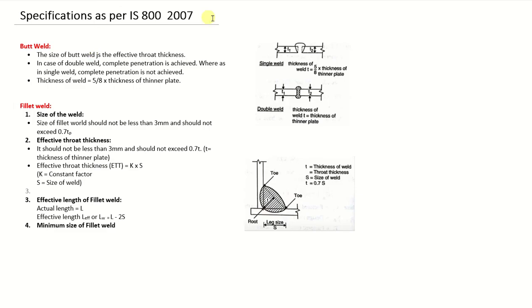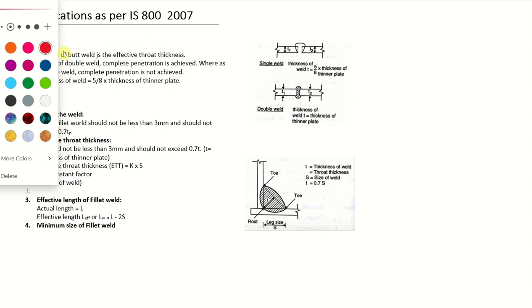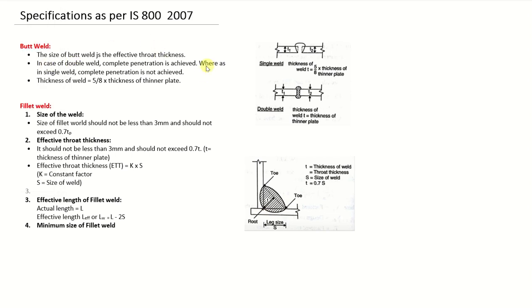These are all the specifications as per IS 800:2007. Butt weld: here if you see the size of the butt weld and the effective throat thickness. In case of double weld, the complete penetration is achieved, whereas in single weld, complete penetration is not achieved. So we say incomplete penetration.